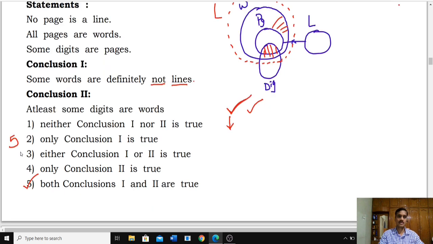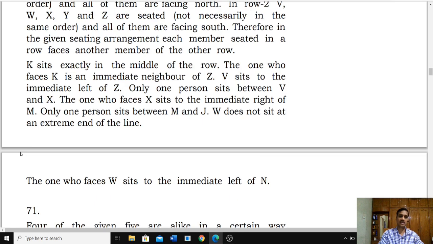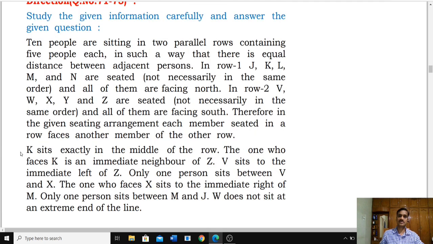Done with this? Then 71 to 75. Now it is based on parallel rows. How many people are there? There are 10 people sitting in 2 parallel rows containing 5 people each, in such a way that there is an equal distance between adjacent persons. Row 1 J K E L M, and all of them are facing towards north.